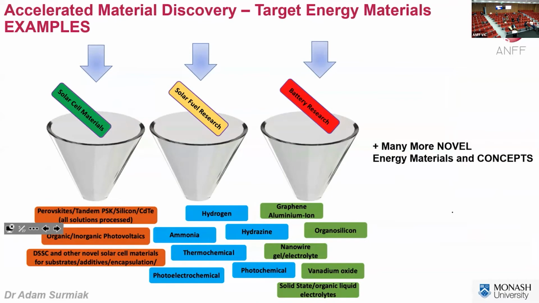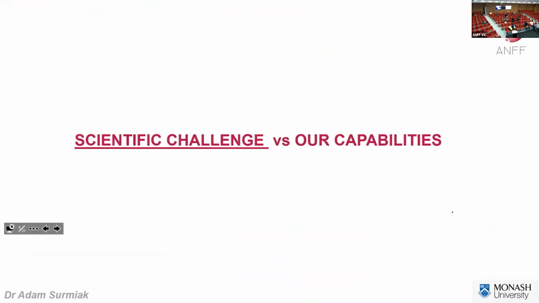Just to name some applications: hydrogen, ammonia, hydrazine, perovskites, tandem silicons, cadmium tellurides, graphene, and some new kinds of battery applications. Pretty much everything where you can make a coating or a film, cast it on your substrate, and measure.